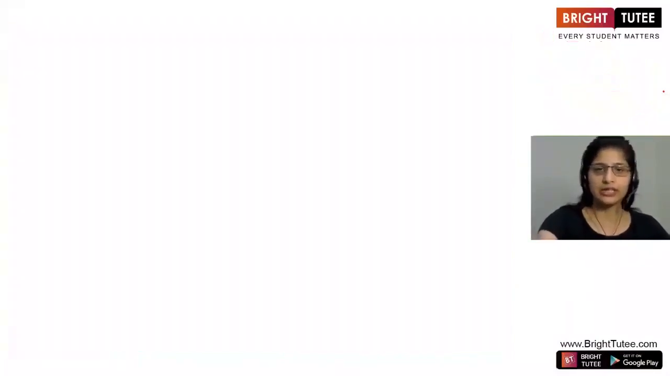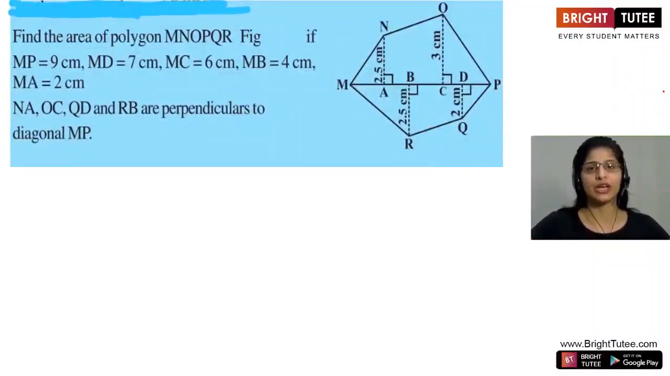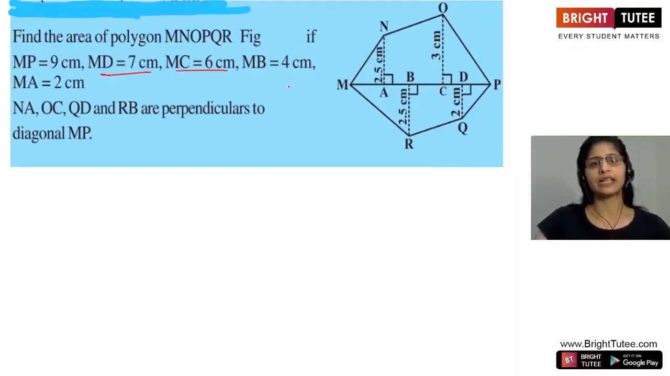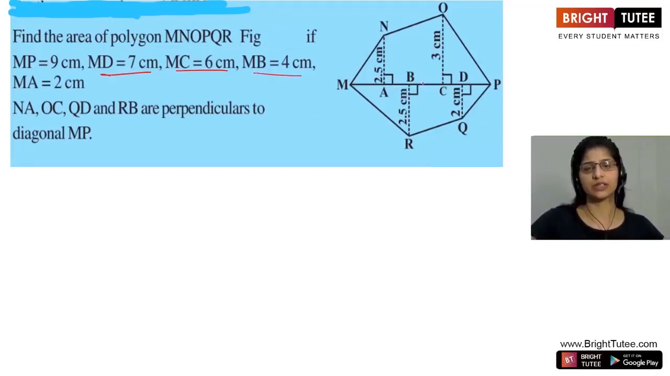Right? Okay, just see now. Here is one more question. MNOPQR, this is a hexagon given, this is a polygon, and MP is given. The complete diagonal length is given as 9 centimeter. Okay, and MD is 7 centimeter. MD is 7, and MC is 6 centimeter. MC is up to here, 6 centimeter, and then we have MB as 4 centimeter. MB is 4 centimeter and MA is 2 centimeter.